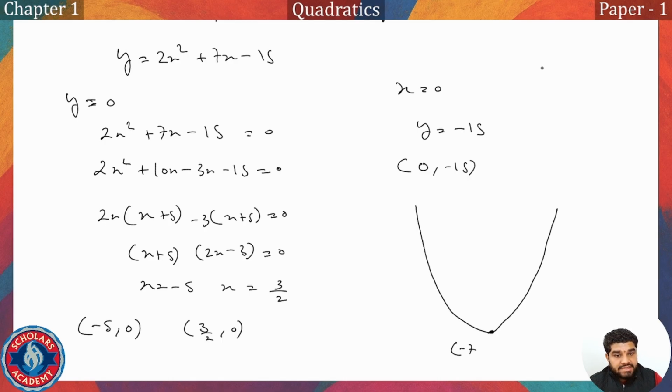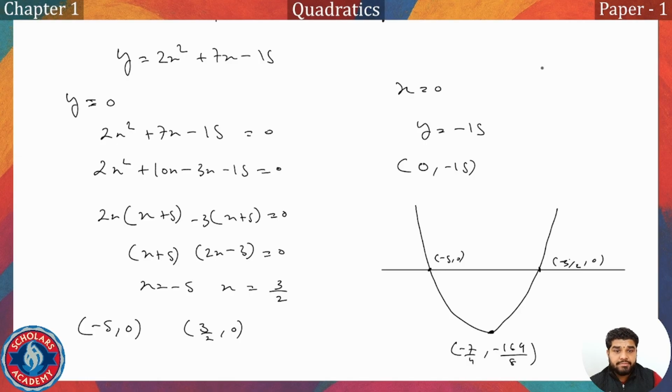So negative 7 by 4, negative 169 by 8, right? And the intersecting points with the x-axis are, if I substitute these, negative 5 comma 0 and 3 by 2 comma 0, right?